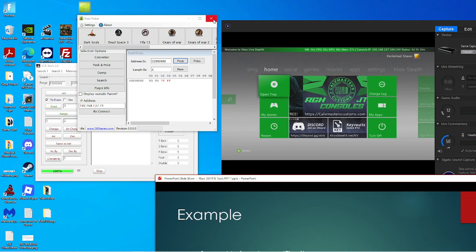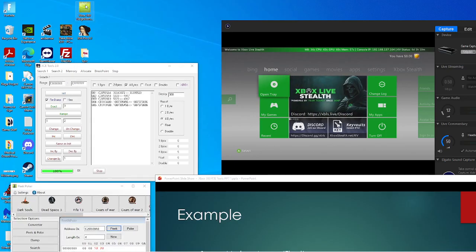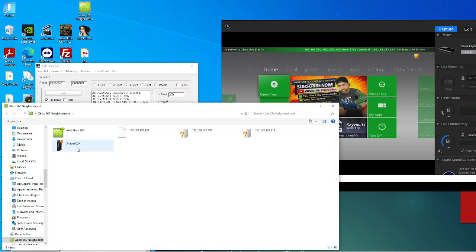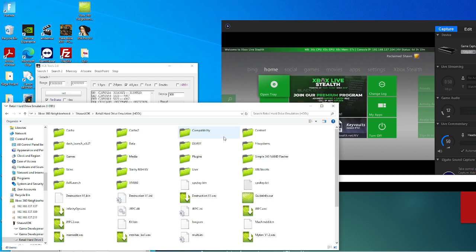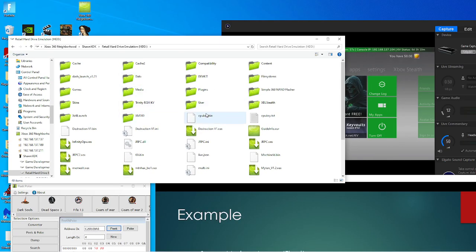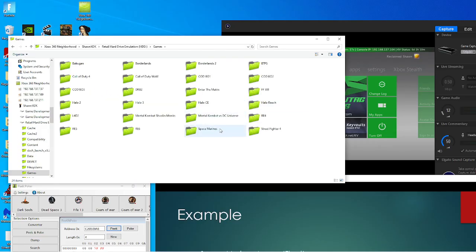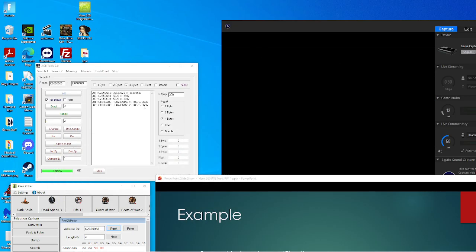So let's open Space Marines up for a quick second. I am not afraid to show my console's IP address because this is the IP on the network. It's not like that's the actual real IP address. Let's see here. Okay, games. Neighborhood really helps.